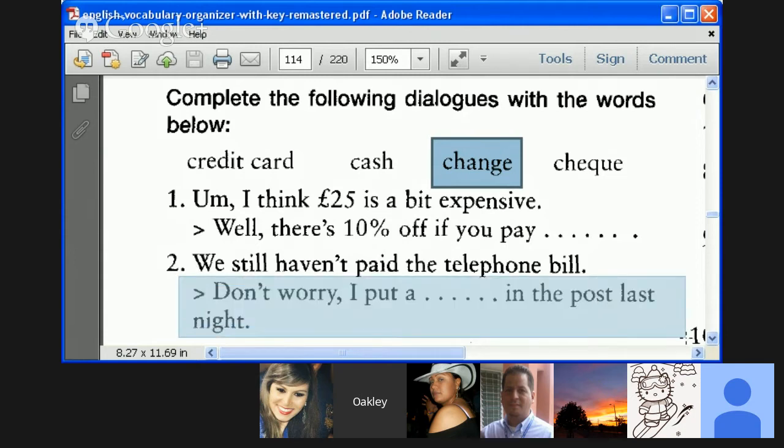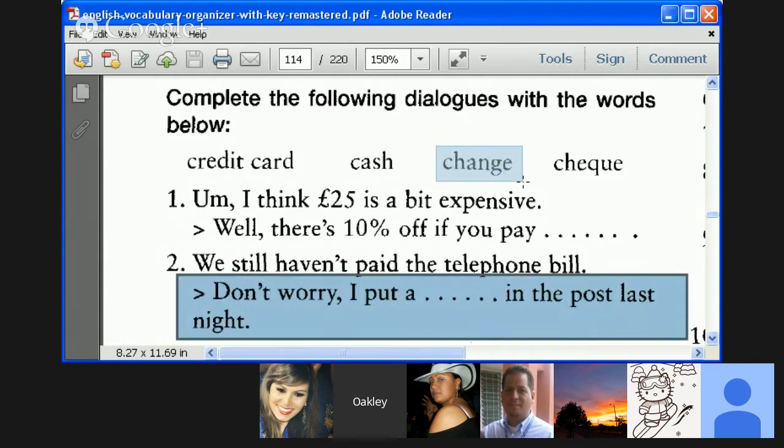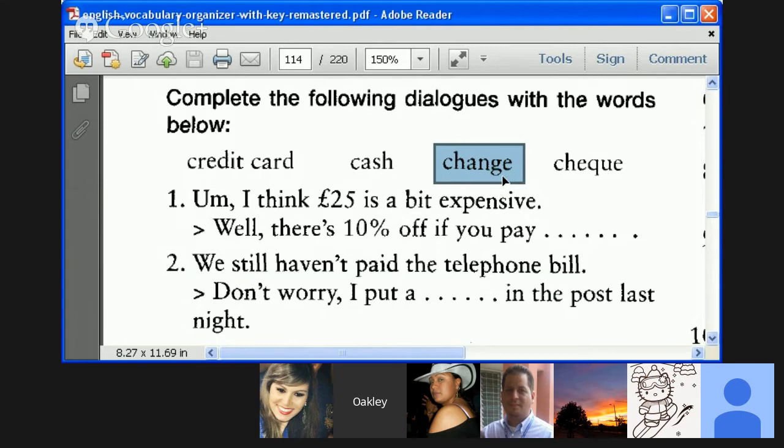Only coins? Change would only be, well, no. If you paid for something worth $10 and you gave them $20, they would give you back $10, a $10 bill in change. So not only coins, the money you get back, however much money it is, it doesn't matter. If you pay $1 million for something worth 900,000, you get 100,000 back in change. Okay. Obviously not coins.